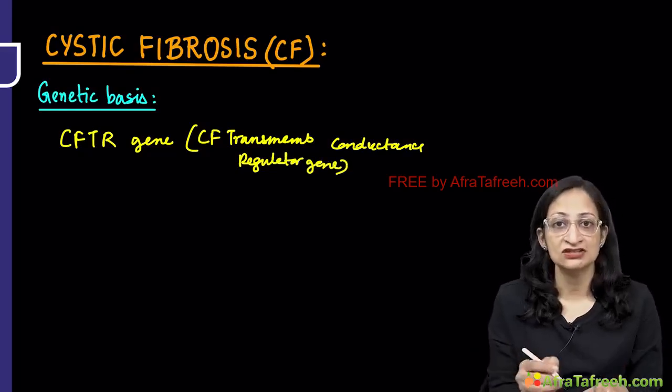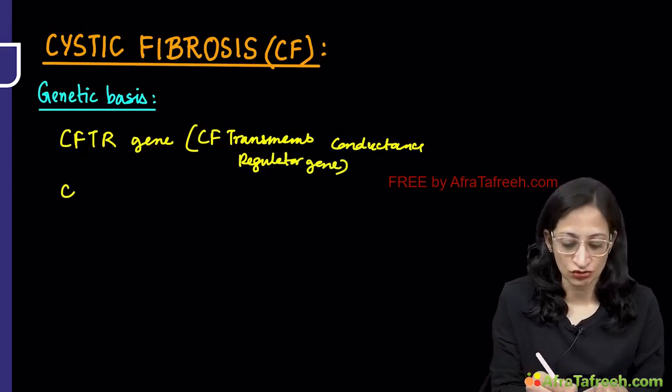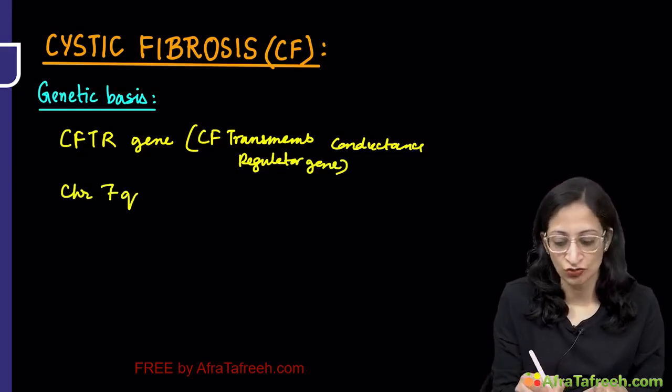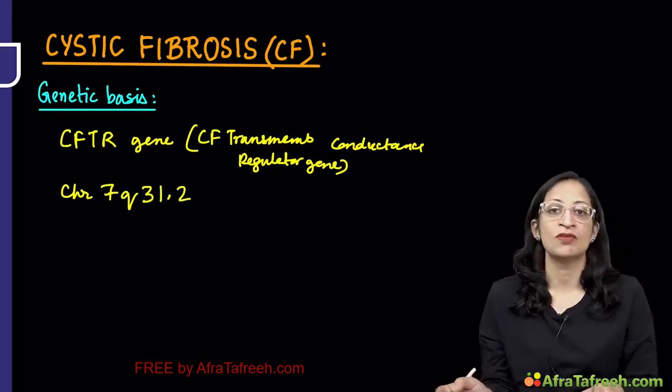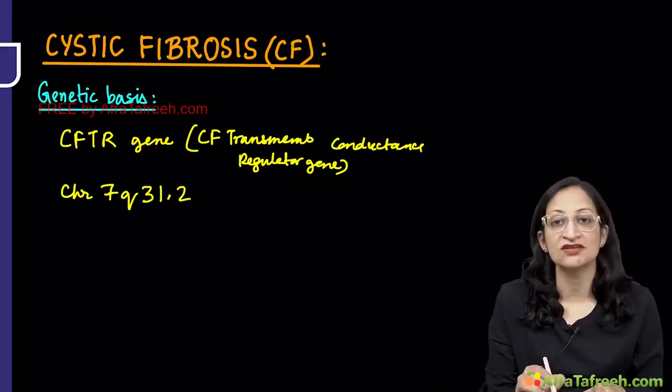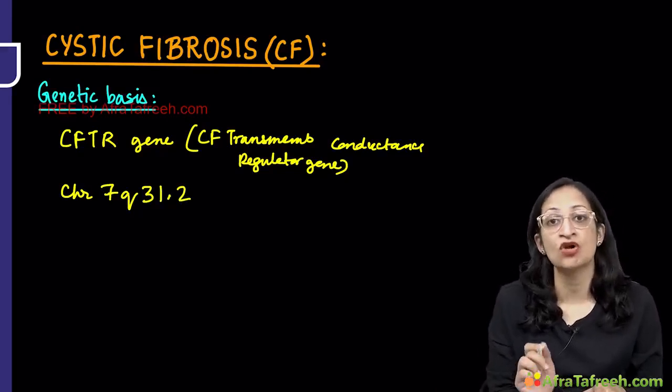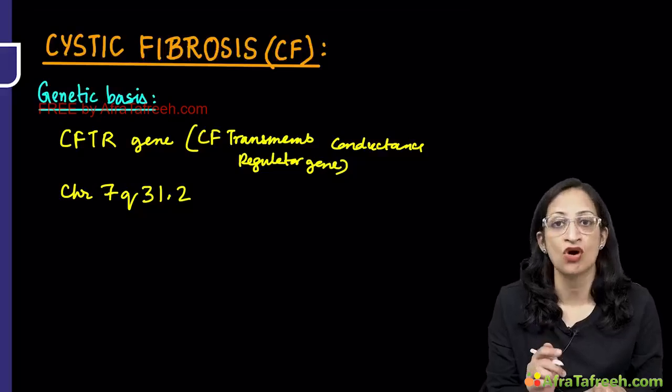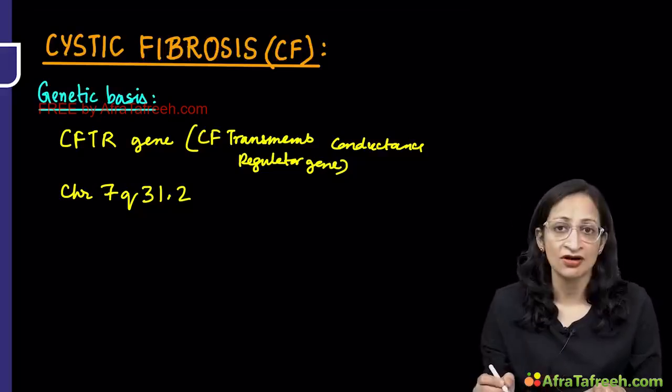Right? And this gene is on the long arm of chromosome 7, okay, 31.2. So band 3, subband 1, region 2. So chromosome 7q31.2. So at least remember it is on the long arm of chromosome 7, right?